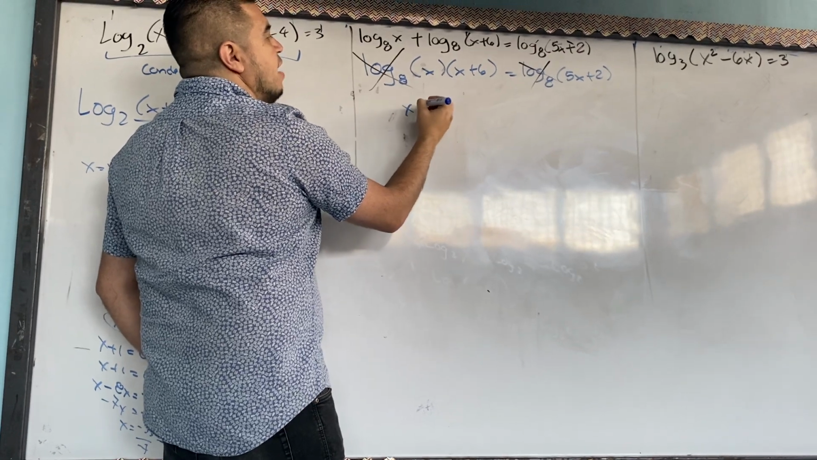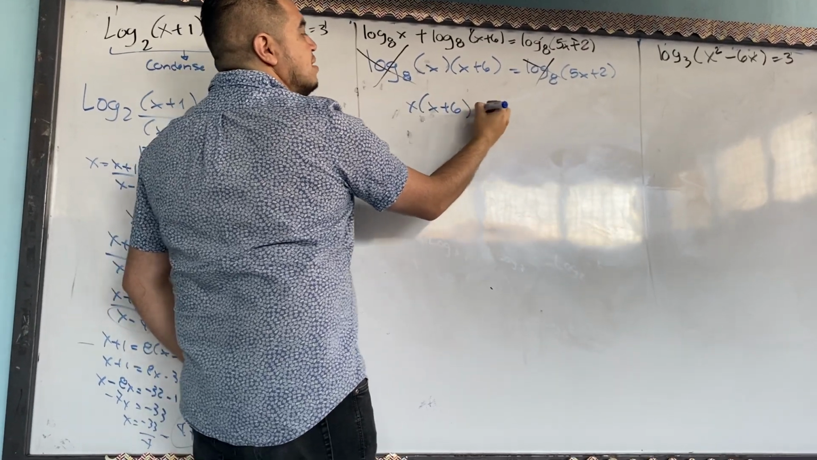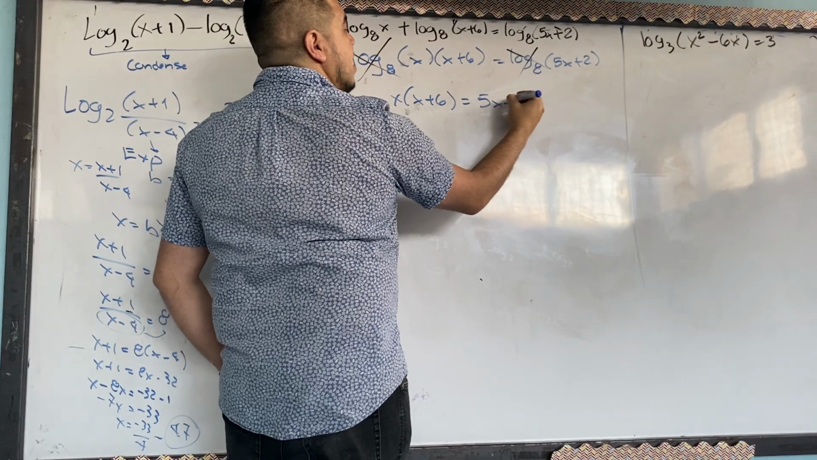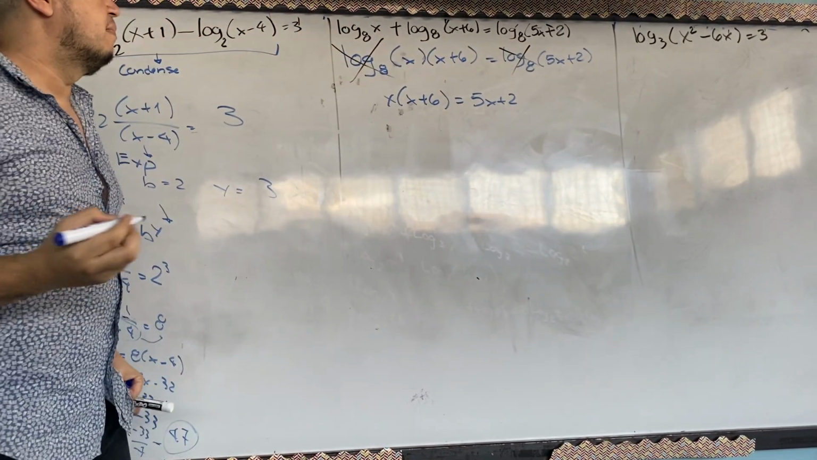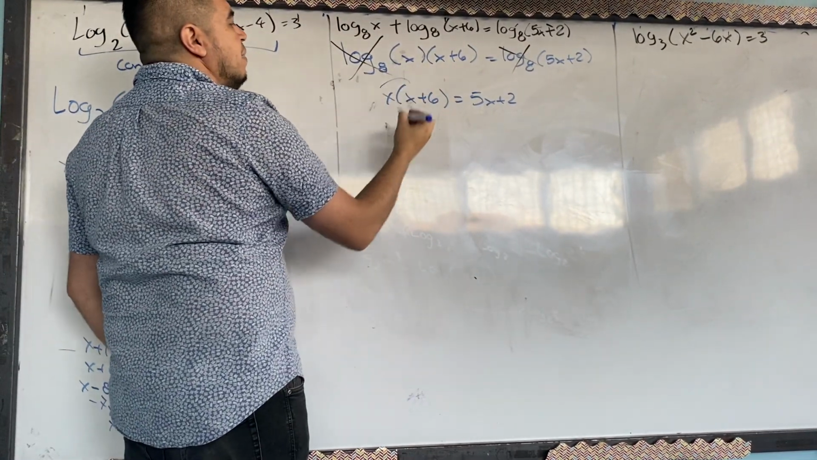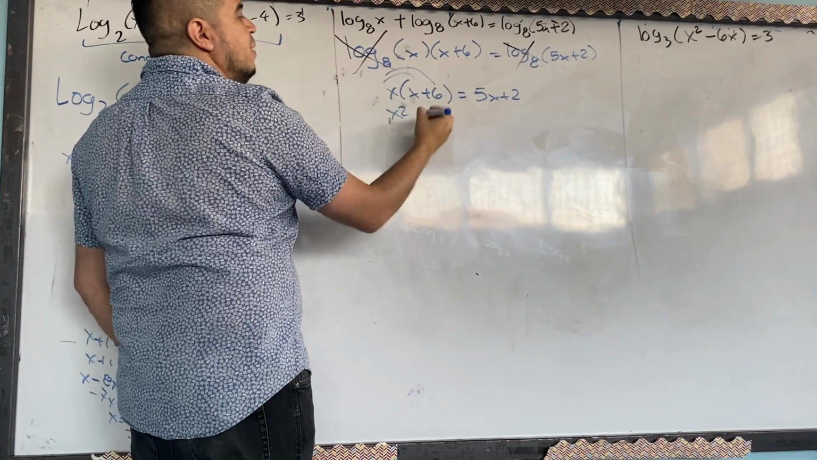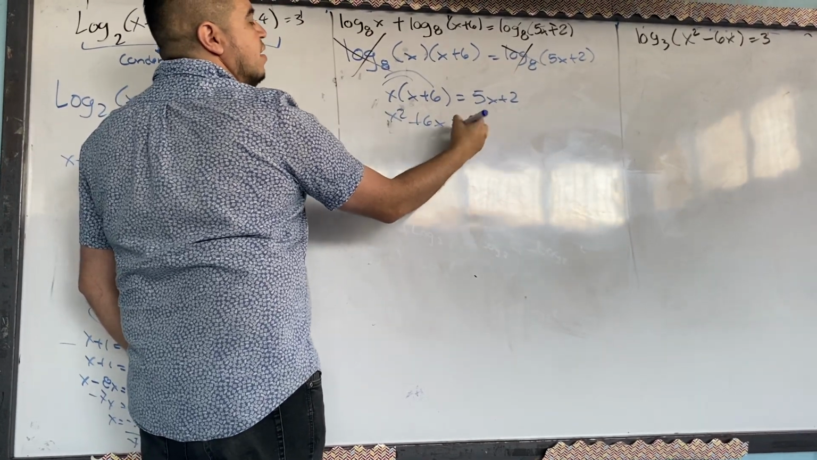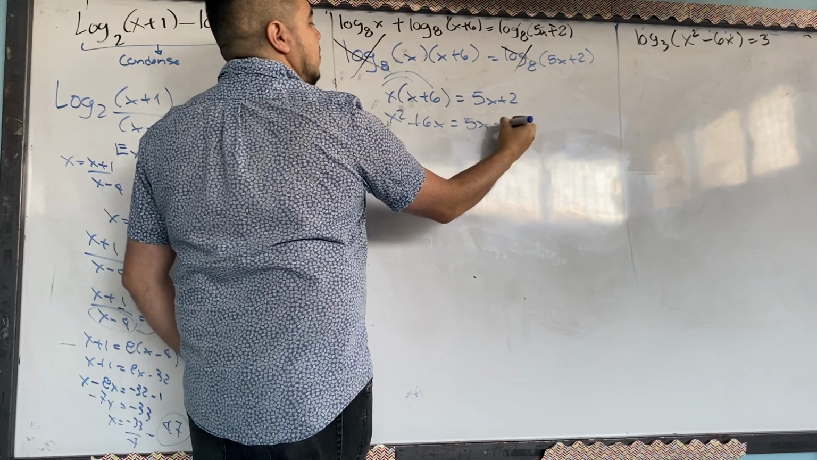So we only have x multiplied by x plus 6 is equal to 5x plus 2. So this one will be x squared, this one will be 6x, and on the other side we have 5x plus 2, right?